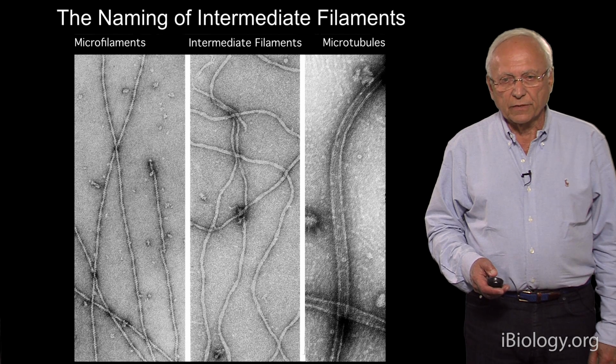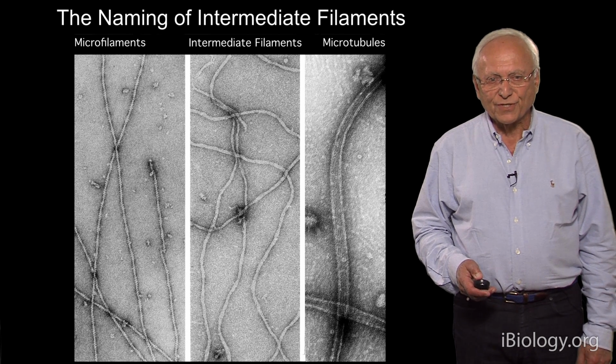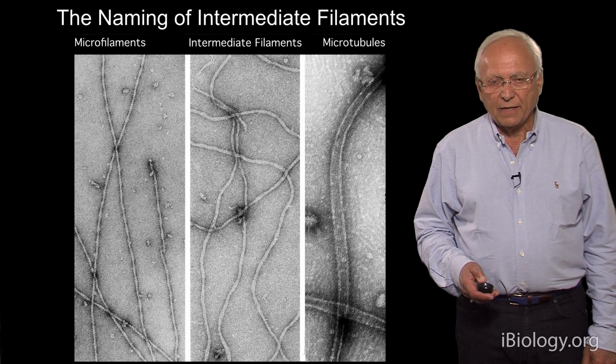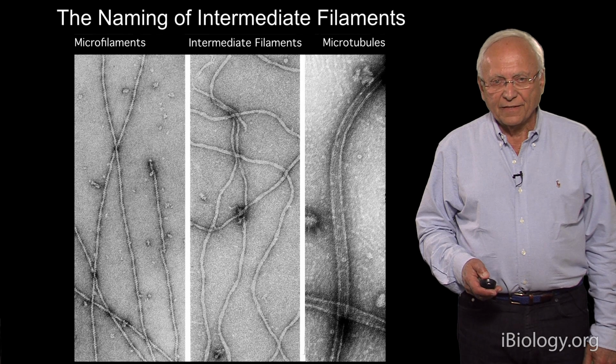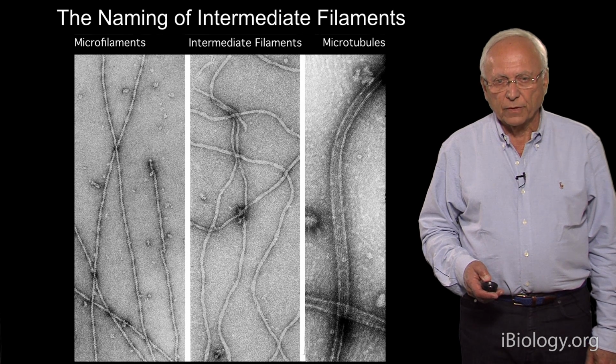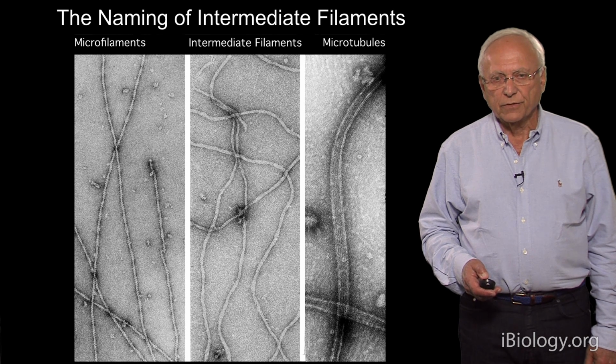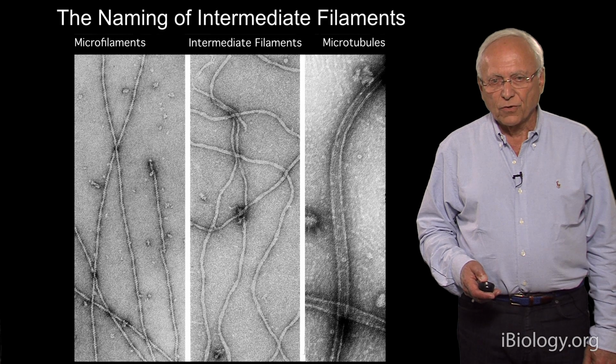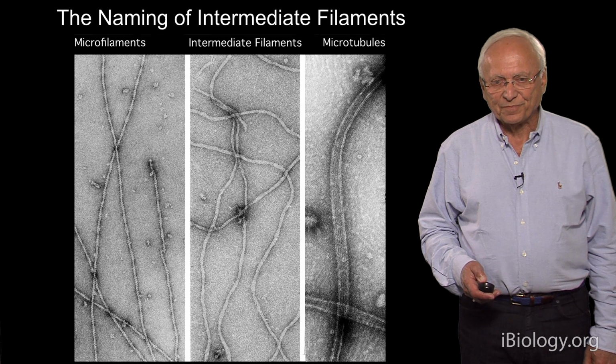The naming of intermediate filaments may be of interest to some of you, as the name is derived from the fact that they are midway in size between microfilaments and microtubules. So they have a diameter of 10 nanometers. They were originally called 10 nanometer filaments, but now they're called intermediate filaments.